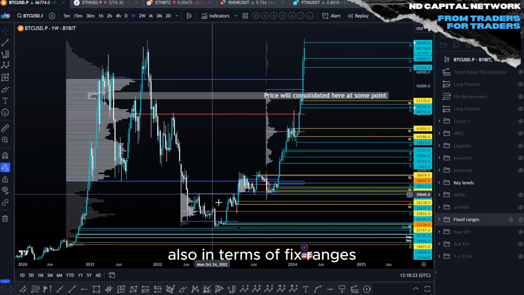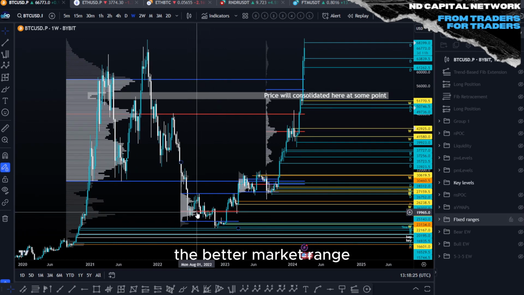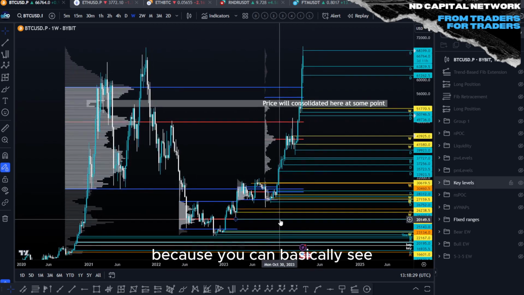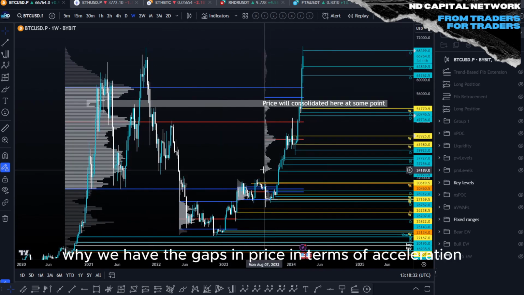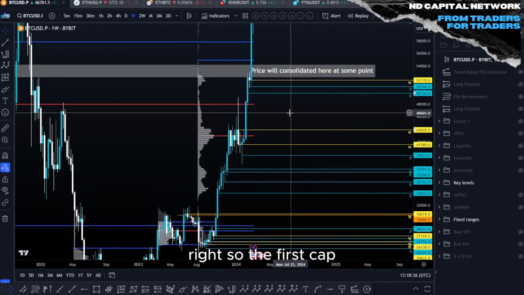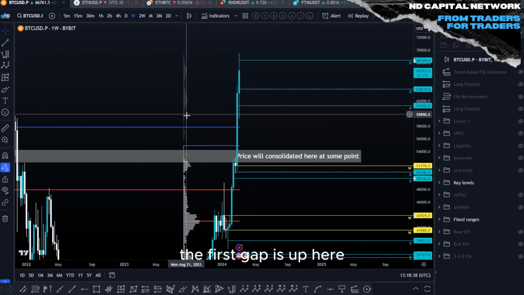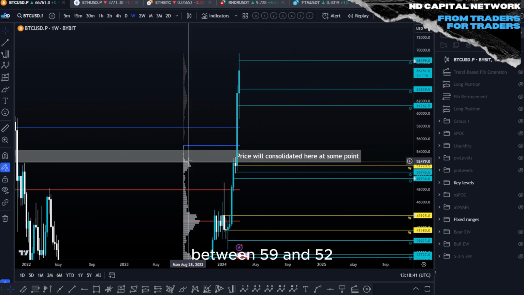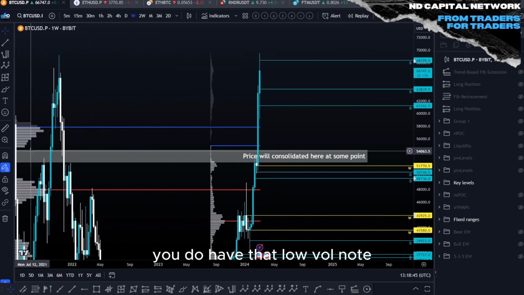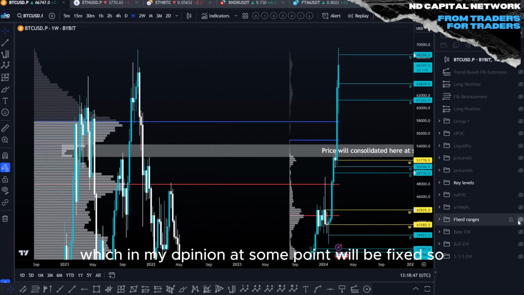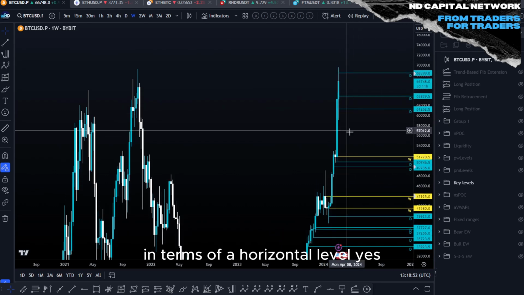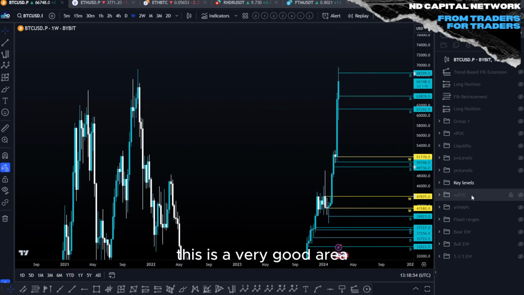Also, in terms of fixed ranges, I have selected the bear market range, then the upwards phase, and then the acceleration. Why? Because you can basically see where we have the gaps in price in terms of acceleration, right? The first gap is up here between 59 and 52. This is a big gap, and at the low part of that gap you do have that low volume node, which in my opinion at some point will be fixed. So in terms of a horizontal level, yes, this is a very good area.